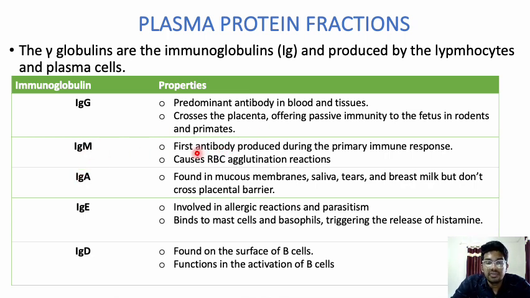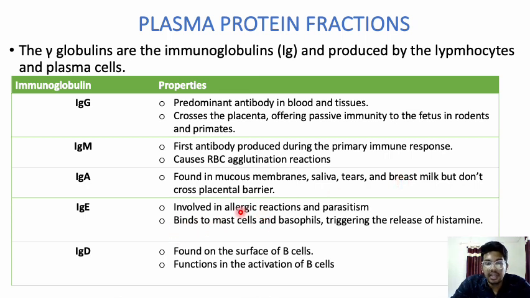IgM. IgM is the first antibody produced during the primary immune response. Important point: it causes the RBC agglutination reaction. IgA is present everywhere. It is present in mucous membrane, saliva, tears, breast milk, but it will not cross the placental barrier in usual species except in livestock, where IgG will cross the placental barrier. For example, in human beings, which are primates, IgG will cross the placental barrier, but IgA will not, but it will be seen in the colostrum or the breast milk.